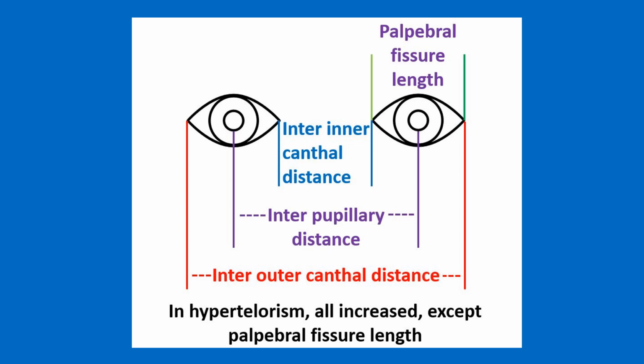Inter-intercanthal distance, interpupillary distance, and inter-outer canthal distance are increased in orbital hypertelorism. Palpebral fissure length is normal. Epicanthal folds and ptosis also come under facial dysmorphism along with downsloping palpebral fissures and can be seen in Noonan syndrome associated with pulmonary stenosis.